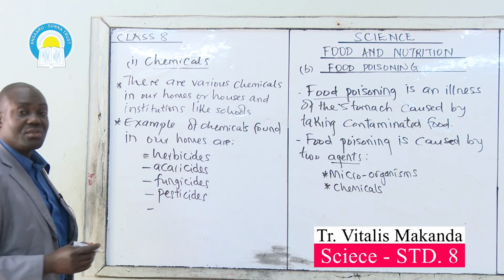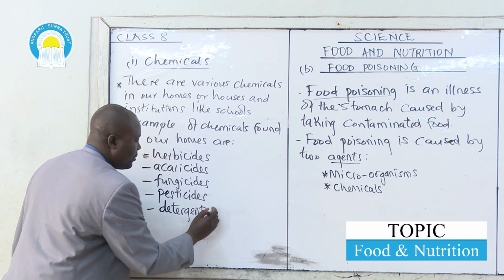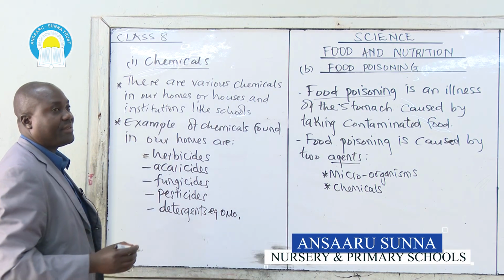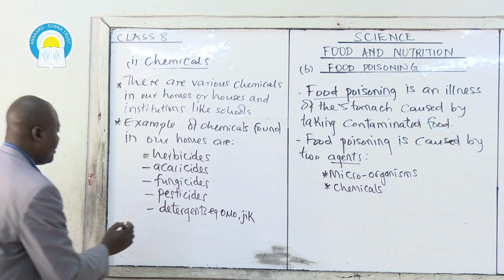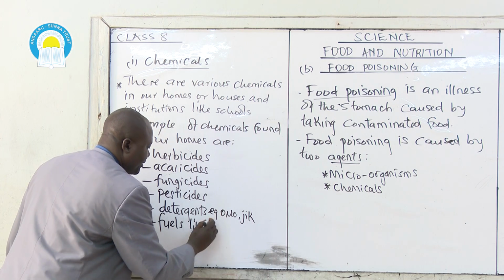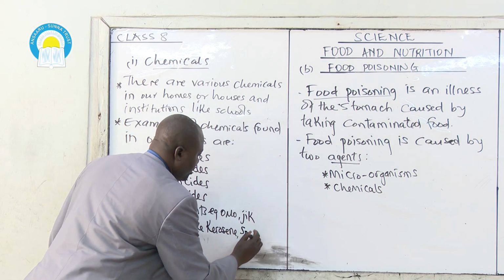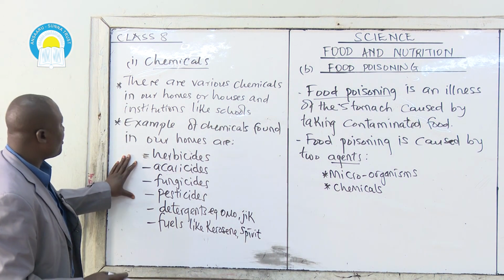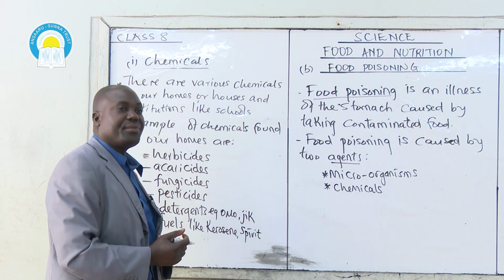Even in our homes, we may have detergents. Detergents include such as Omo, or things like Jik. Then you must have at home some fuels like kerosene, or even some spirit. So those are the chemicals that can be found at home. In case these chemicals come closer to the food, they can cause food poisoning.